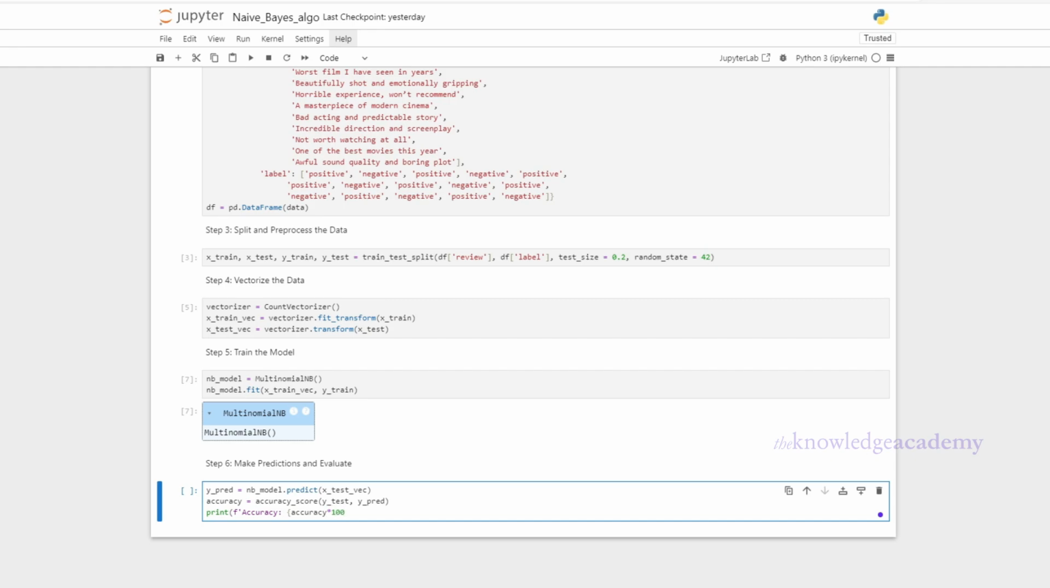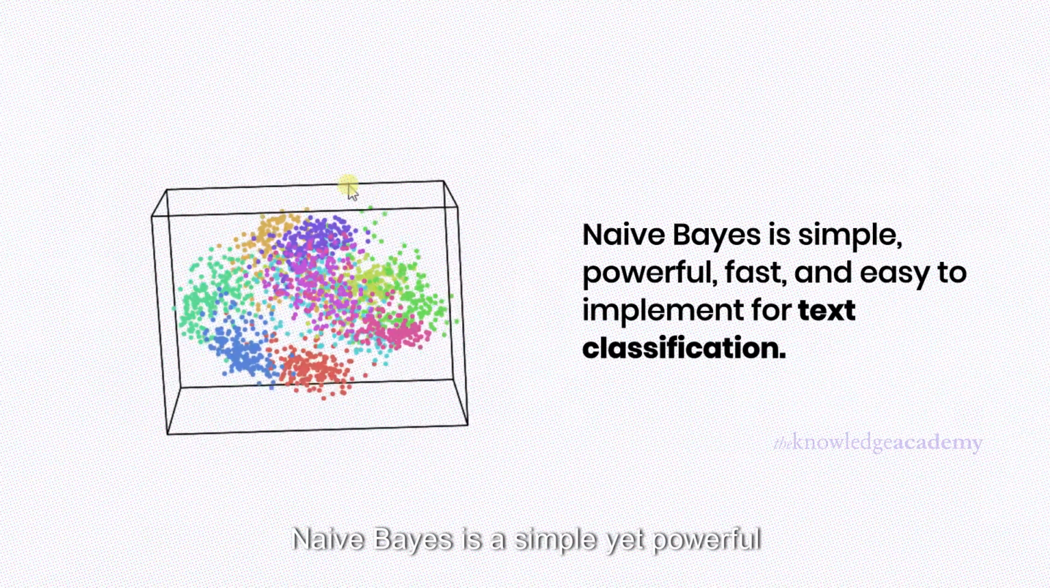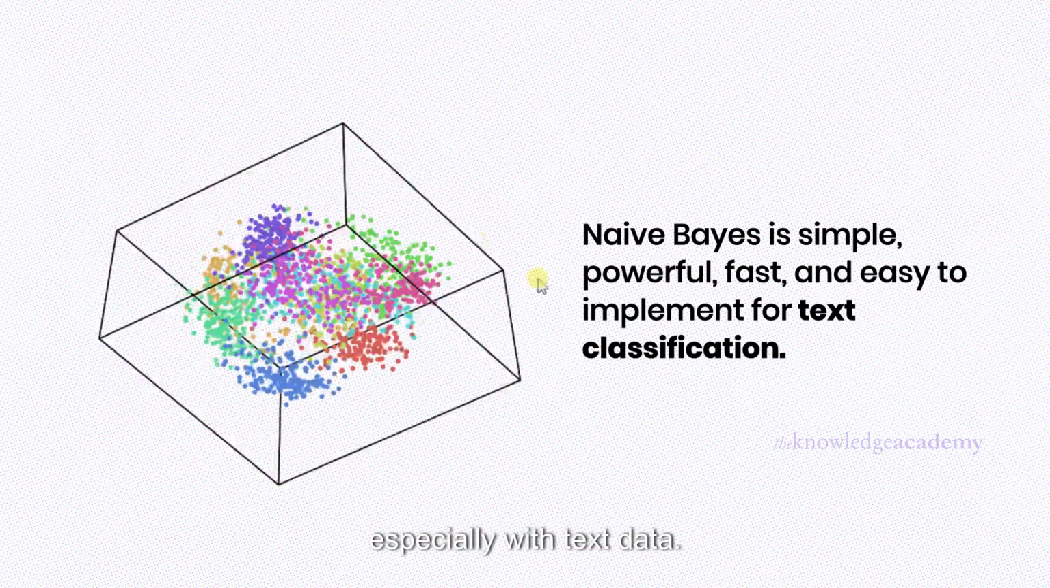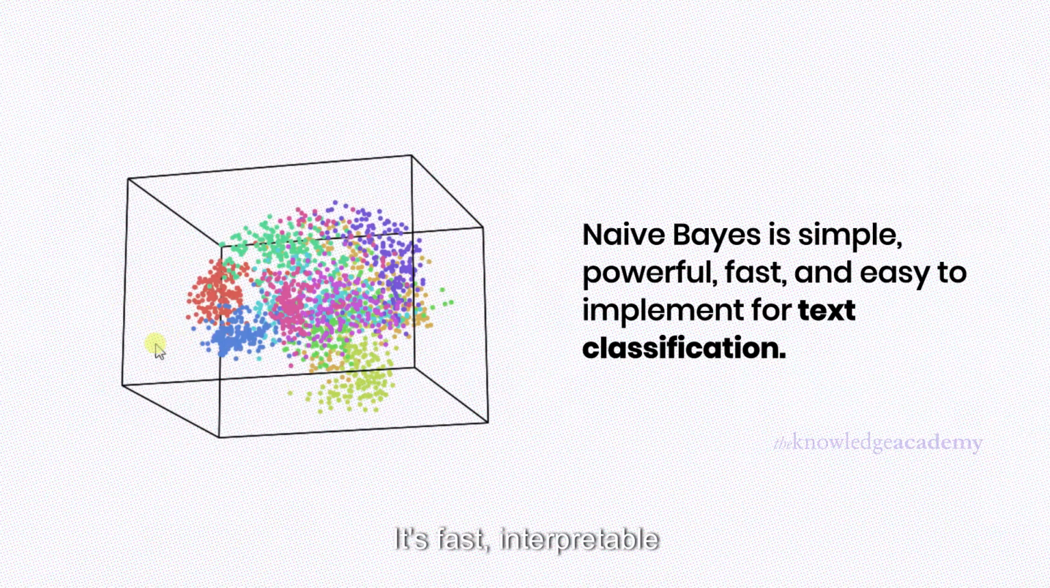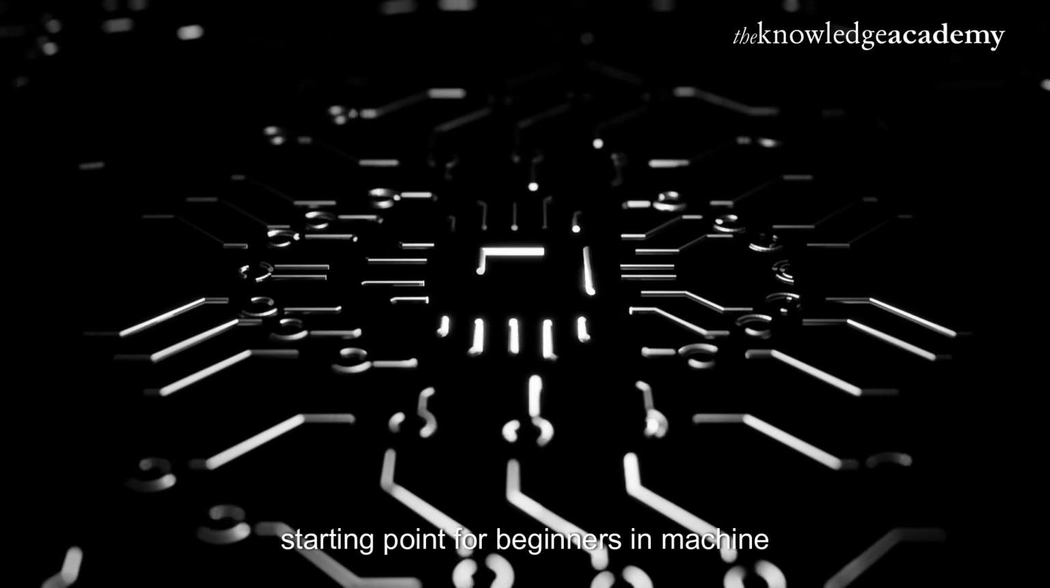For this small dataset, you might see an output like accuracy equal to 100%. This perfect accuracy is expected since the dataset is tiny and straightforward. In real-world applications, results will vary with more complex datasets. Naïve Bayes is a simple yet powerful algorithm for classification tasks, especially with text data. It's fast, interpretable, and easy to implement, making it a great starting point for beginners in machine learning.